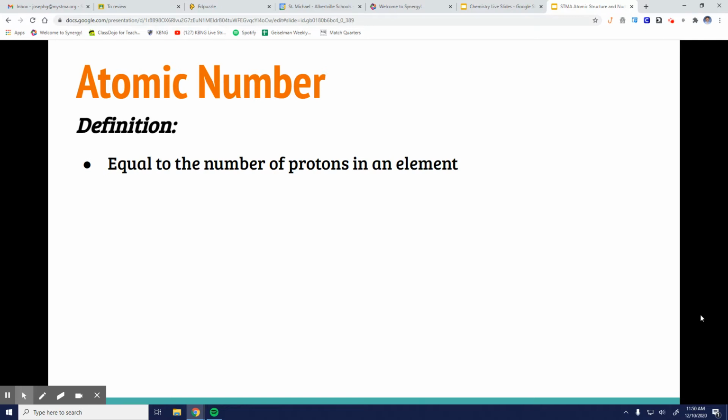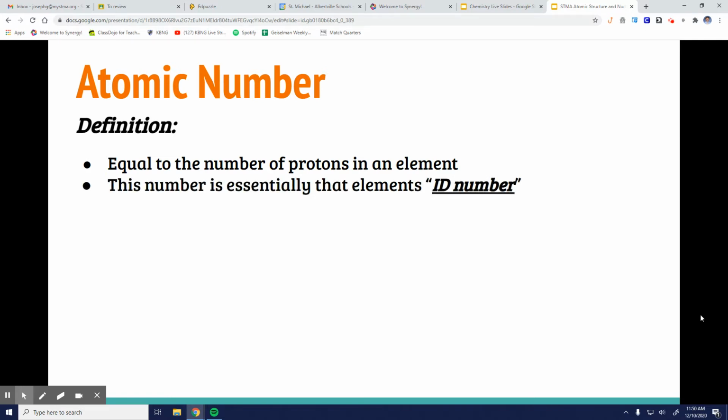Every element is going to have a specific number of protons. Every hydrogen atom will have one proton. That's what makes it hydrogen. It's essentially the identification number, or the ID number. So you can identify an atom based on how many protons it has, and that tells us what type of element it is.